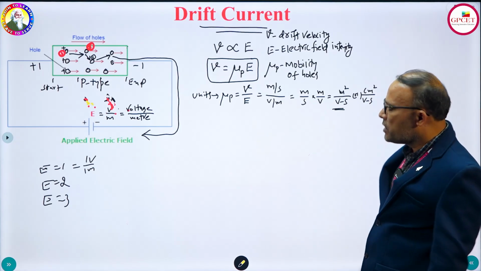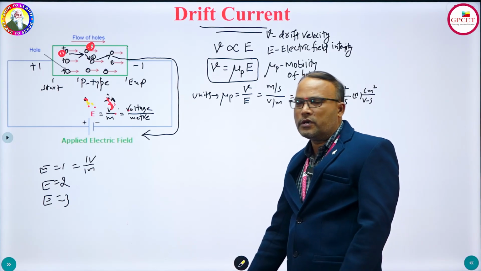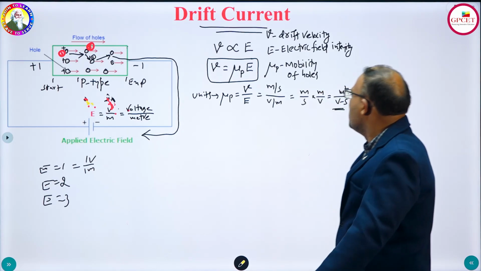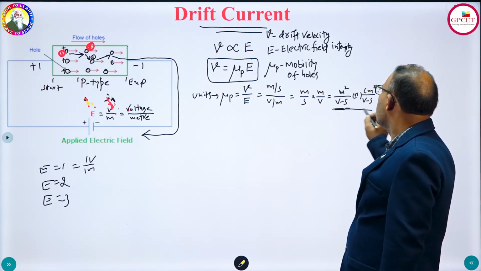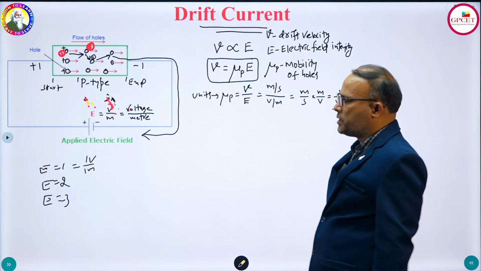If you consider in centimeters, you can write in centimeters. If you consider in meters, you can write in meters. So therefore the units for mobility are meter square per volt second or centimeter square per volt second.